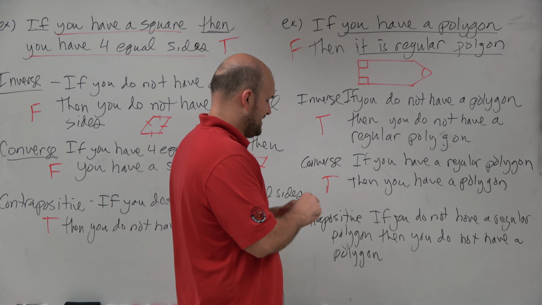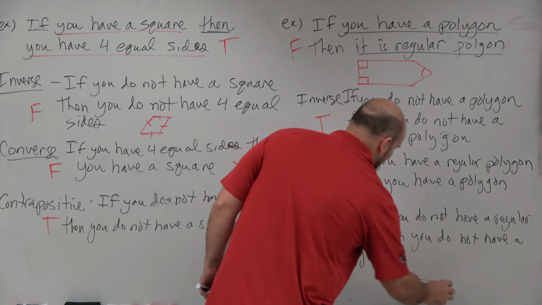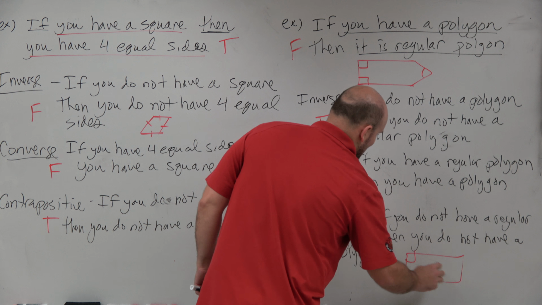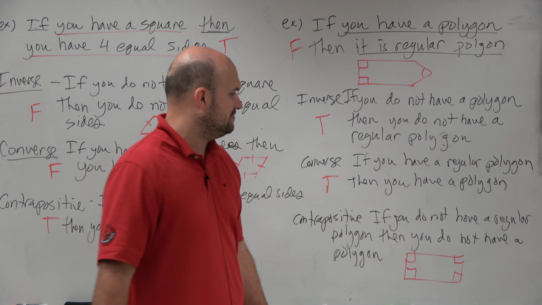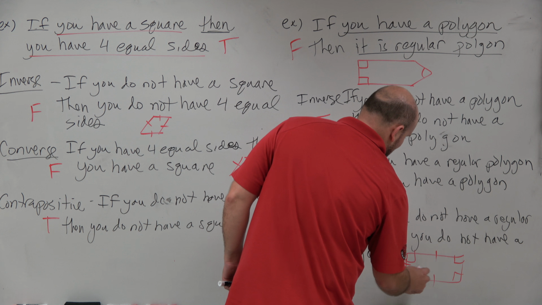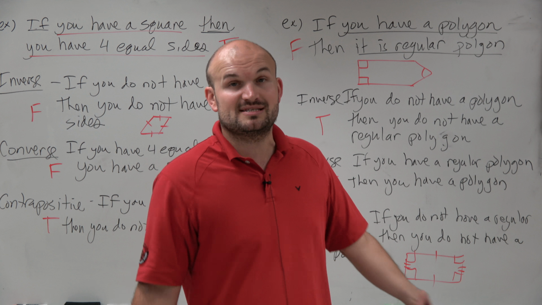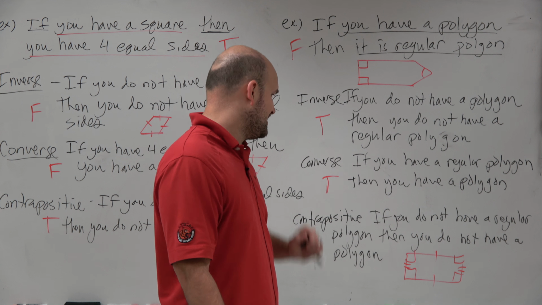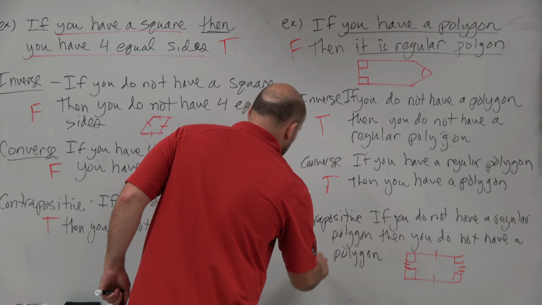Again, we could use my same counterexample, or we could just use another one. So it's saying you do not have a regular polygon. Well, a rectangle does not have to be regular, because a rectangle could have all the same sides, but opposite sides are not all the same. So it's not regular. However, that's not a regular polygon, but that is still a polygon. So therefore, this contrapositive is false.